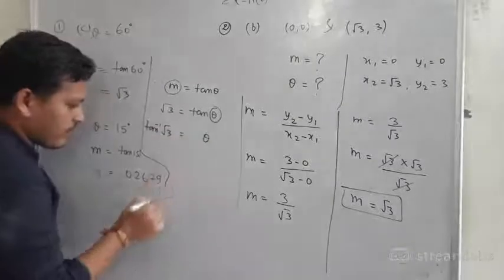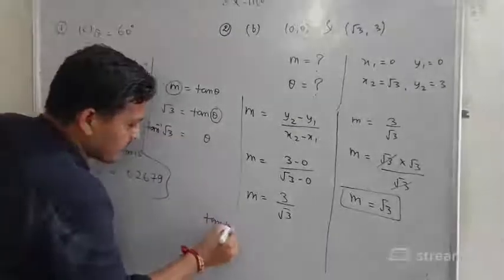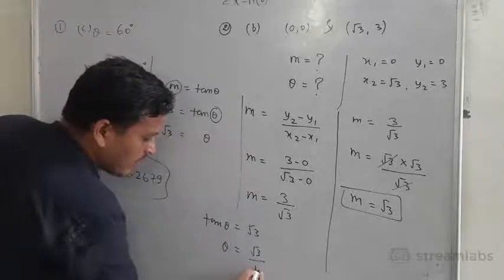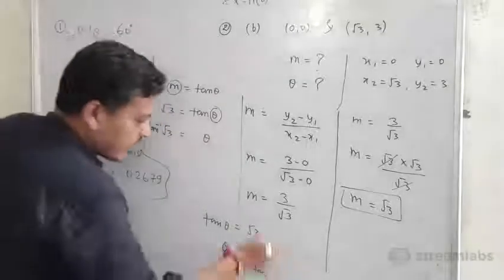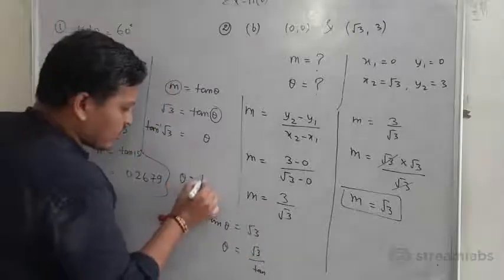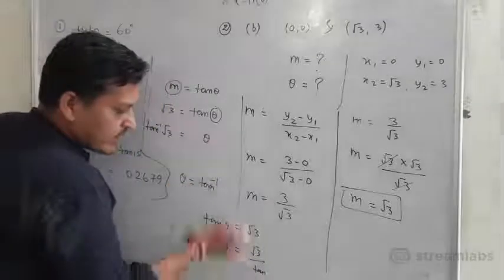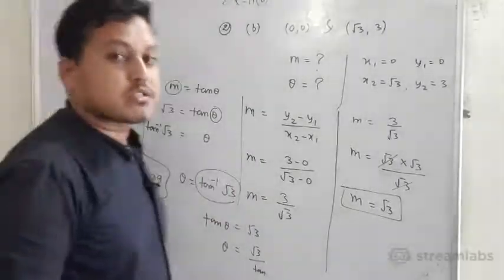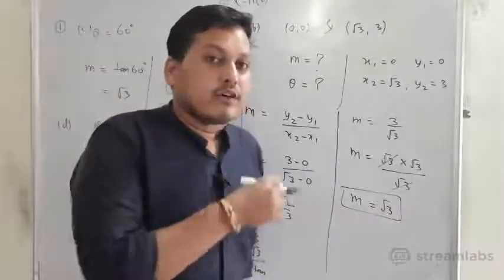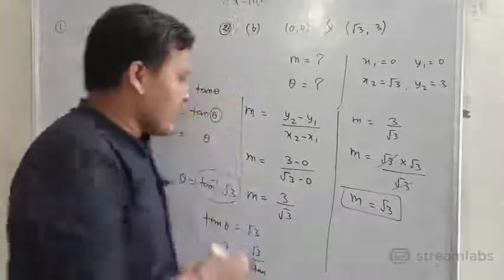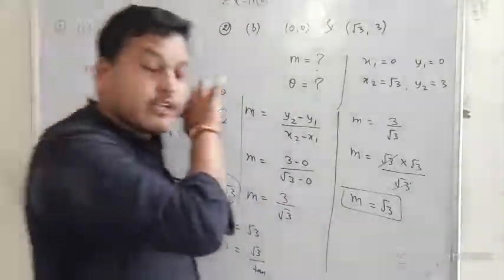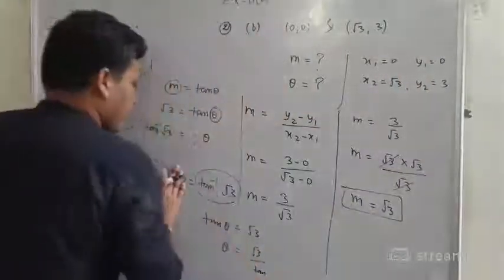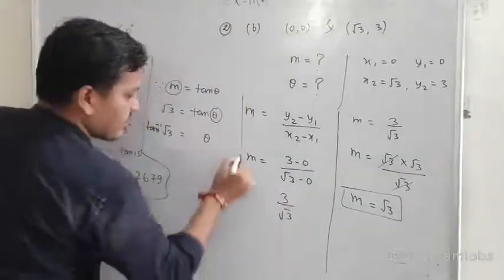कहने का मतलब अगर आपके पास है tan theta इज इक्वल टू √3, तो इसको ऐसे लिख सकते हैं, theta is equal to tan inverse √3. This part is known as trigonometrical inverse. In the 12th class you will read the trigonometrical inverse function. Okay, so this is the question here.